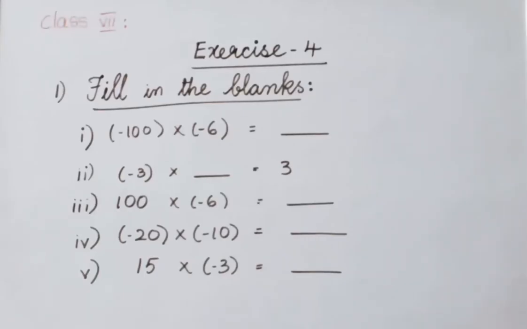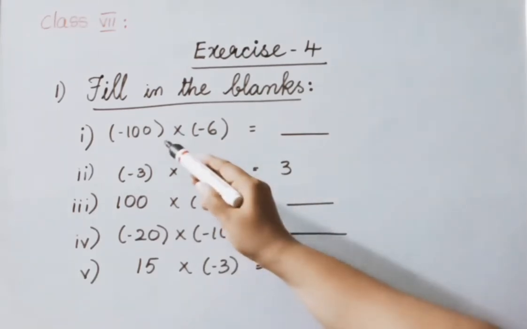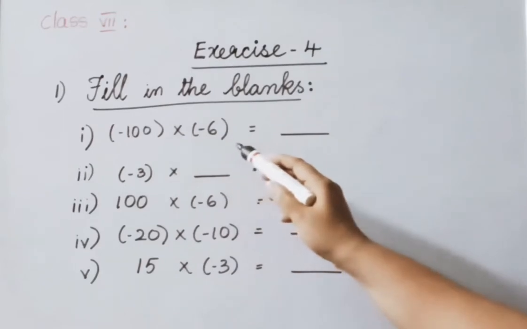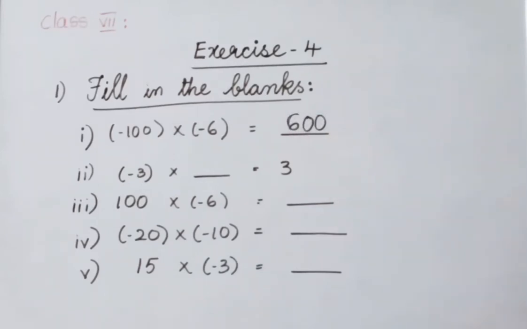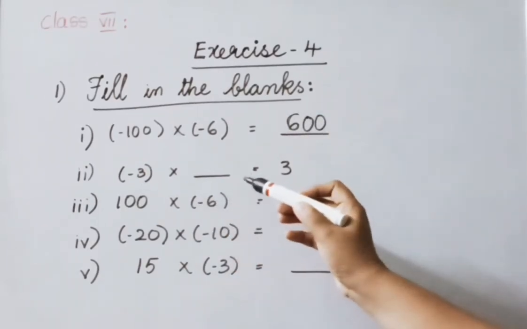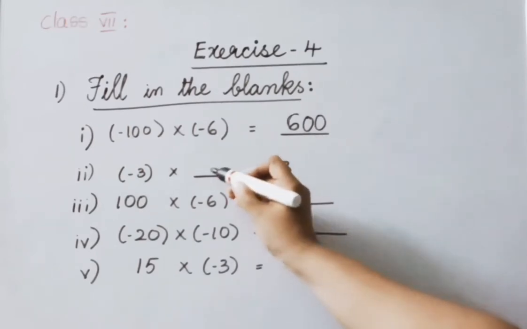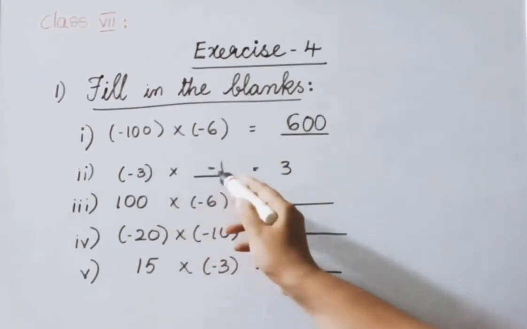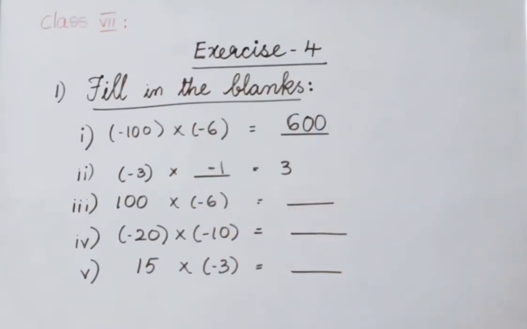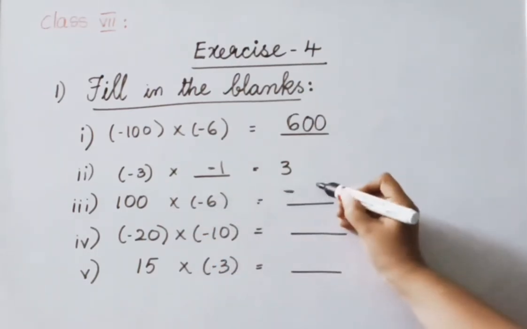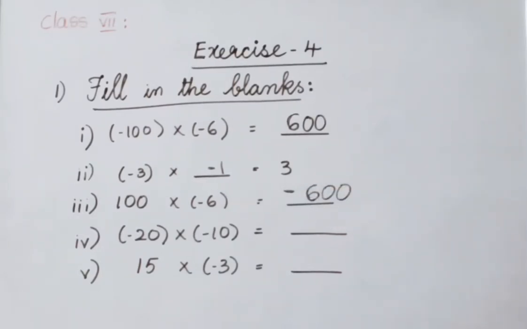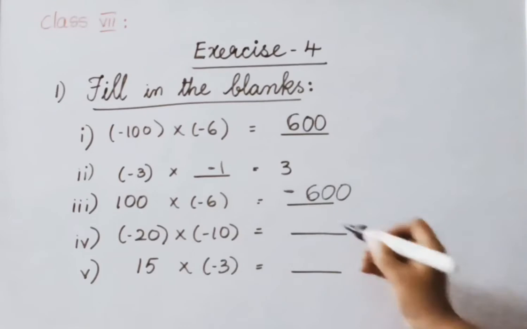See now, exercise 4, fill in the blanks. Minus 100 into minus 6. Minus into minus plus, 100 into 6, 600. See next one, minus 3 times what number gives answer 3? That is minus 1. Minus into minus plus, 3 ones are 3. See next one, 100 into minus 6. Minus, 100 6s are 600. So the answer is minus 600. Next one, minus 20 into minus 10. Minus into minus plus, 20 tens are 200.